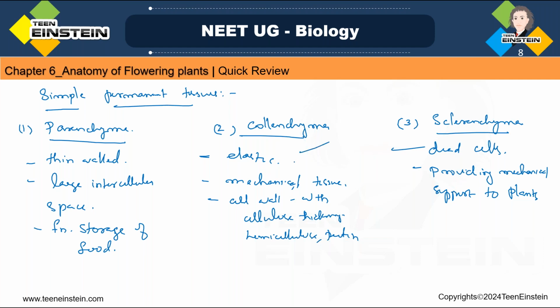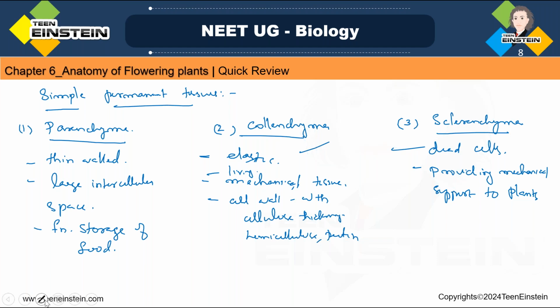Collenchyma is elastic, having living cells, and is a living mechanical tissue, and the cell wall has thickening of cellulose, hemicellulose and pectin. Sclerenchyma means dead cells, but that is also providing mechanical support to plants. Okay, so permanent tissues are divided into two: simple permanent tissue and complex permanent tissue. Simple permanent tissue is made up of parenchyma, collenchyma and sclerenchyma, a group of cells performing a common function.